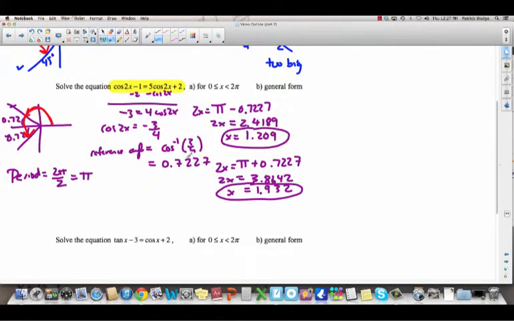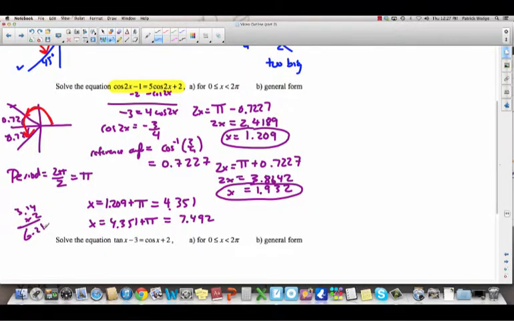Well, for one of them, we take this value, 1.209, and we add another pi, another period. And if you do that, you're going to get 4.351. Say you were confused, you didn't know when to stop. You added another pi. You'd get 7.492. How do I know that's wrong? Because it has to be between 0 and 2 pi. 2 pi is 2 times 3.14, which is the same as 6.28. That is a useful number to memorize. So that's too big. So that's it for that one.